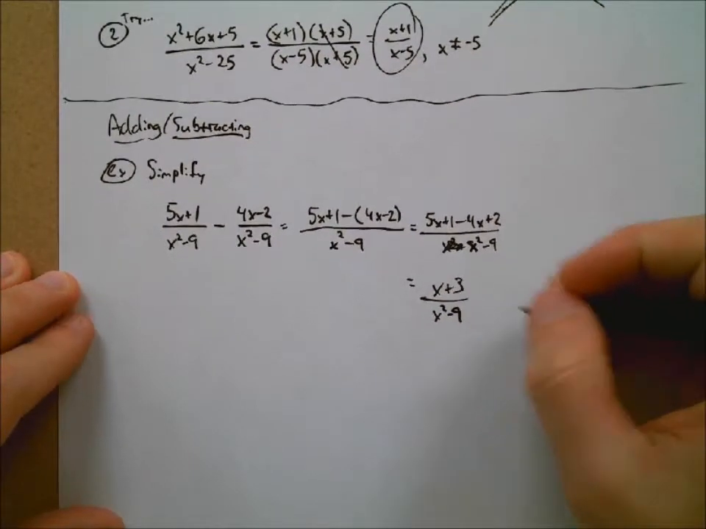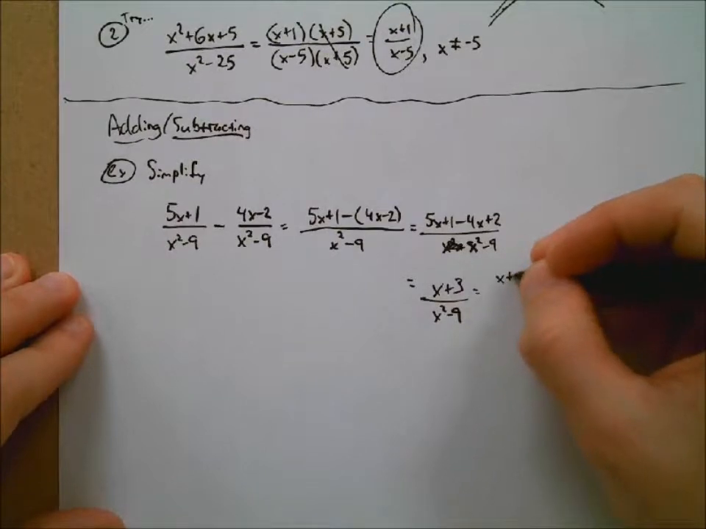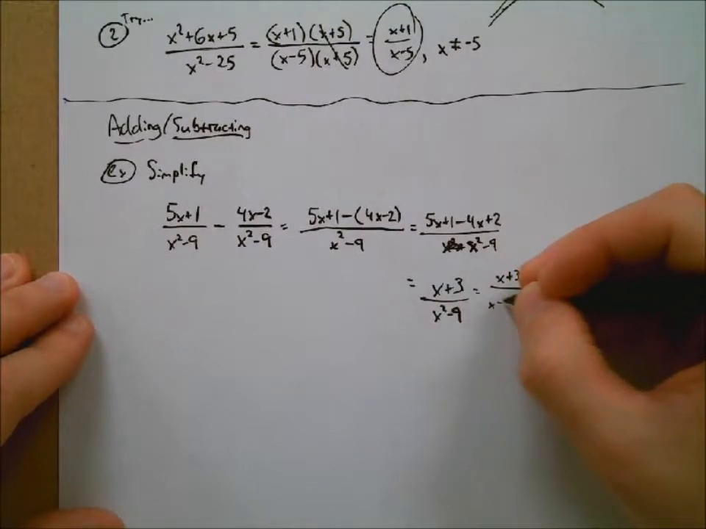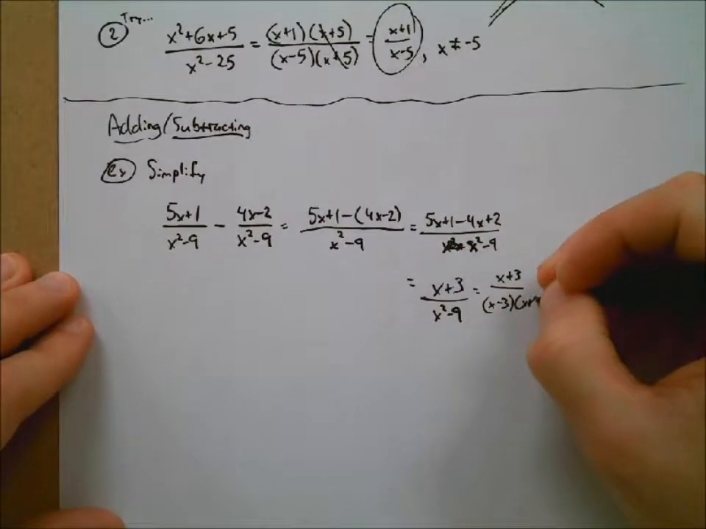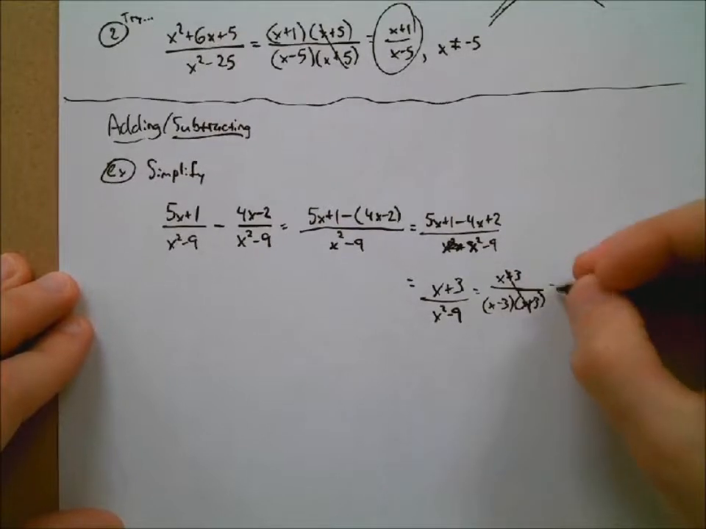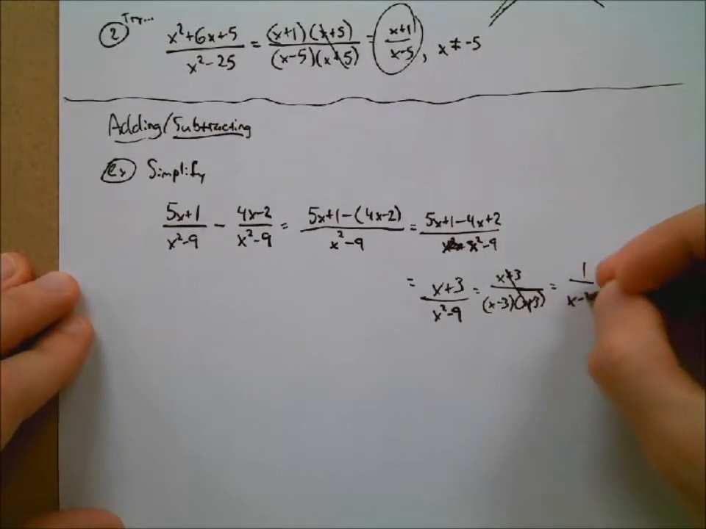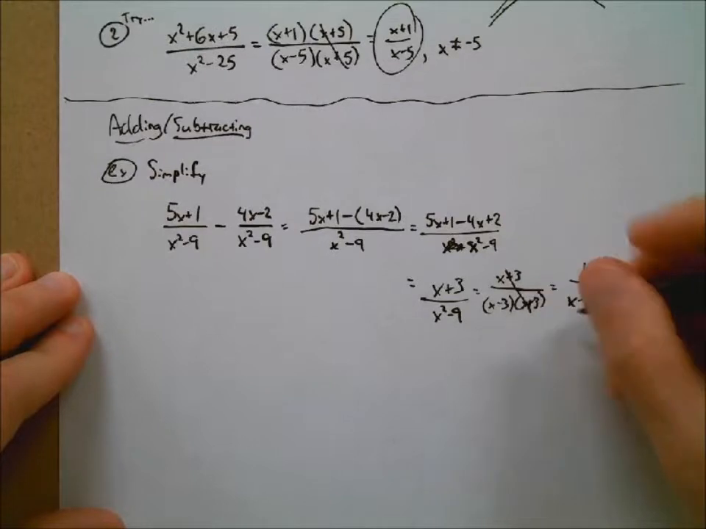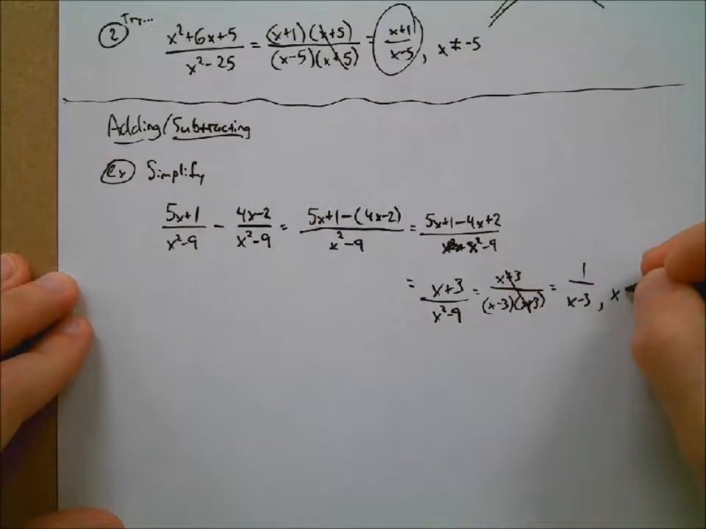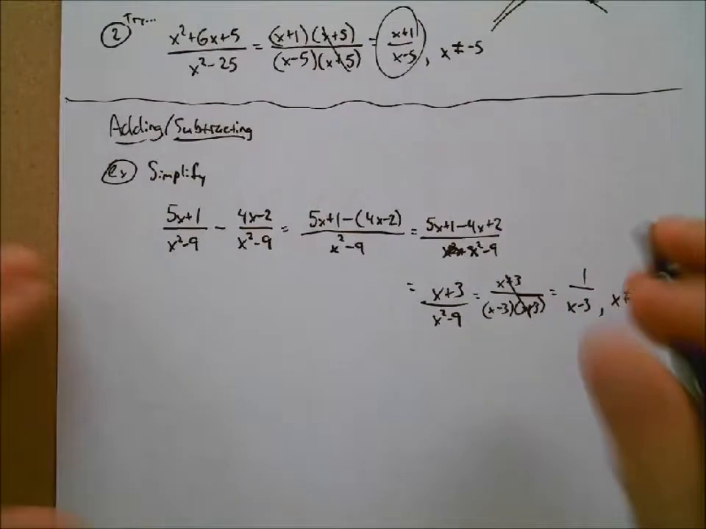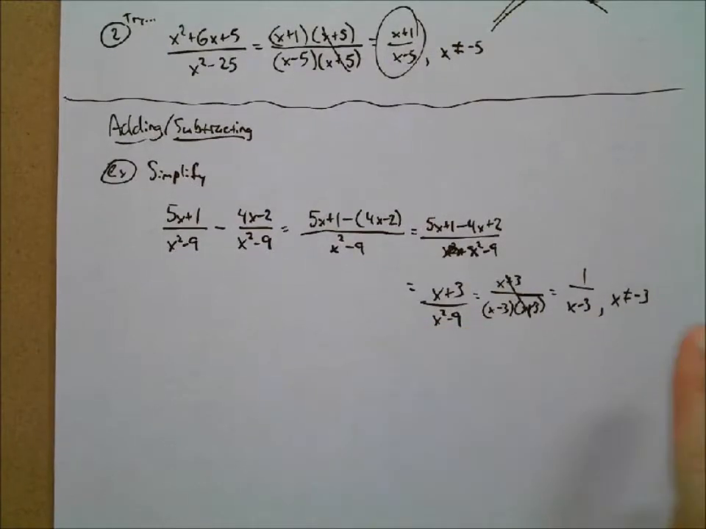Factor the denominator. It's a difference of squares. That's right. Don't forget, we can still cancel things out potentially here. And the x plus 3's cancel, and you get 1 over x minus 3. And now, since I got rid of that thing in the denominator, I'll also put x not equal to negative 3. Okay, so again, all of these things are equal, except where x is negative 3.